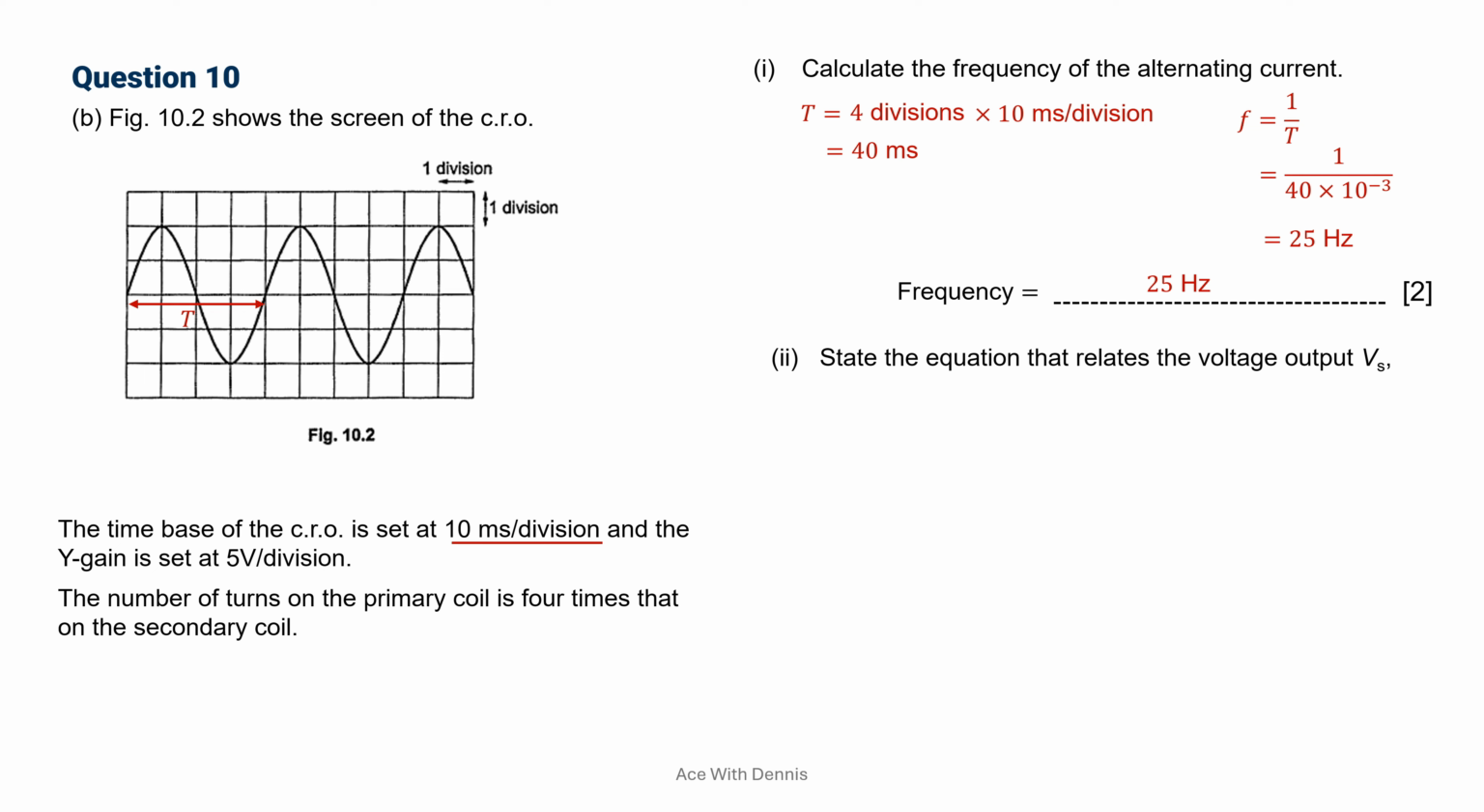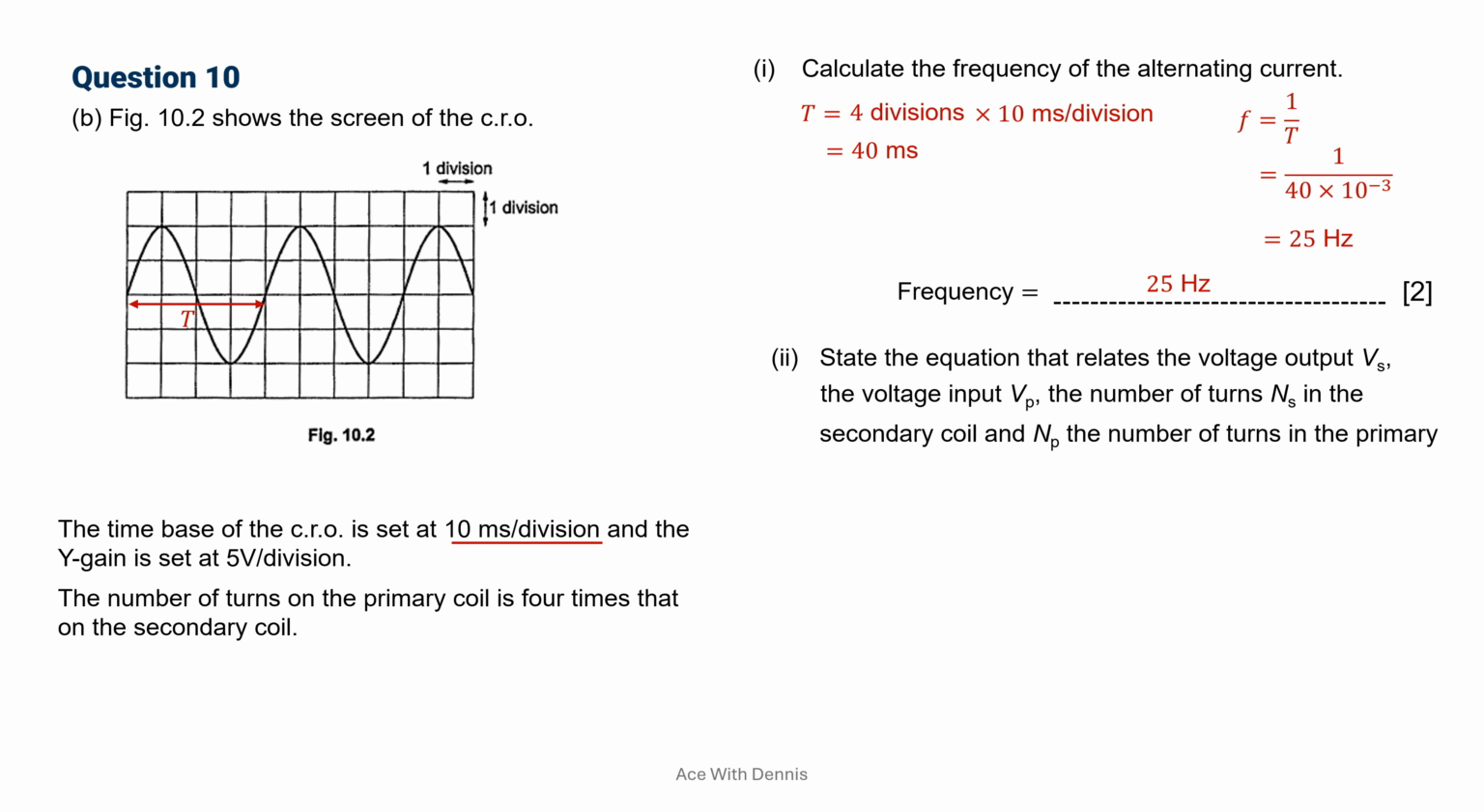Then part 2, state the equation that relates the voltage output Vs, the voltage input Vp, the number of turns Ns in the secondary coil, and Np, the number of turns in the primary coil. So 1 mark. What you need to do to answer this question is just write down the equation of the transformer, which is Vs over Vp equals Ns over Np.